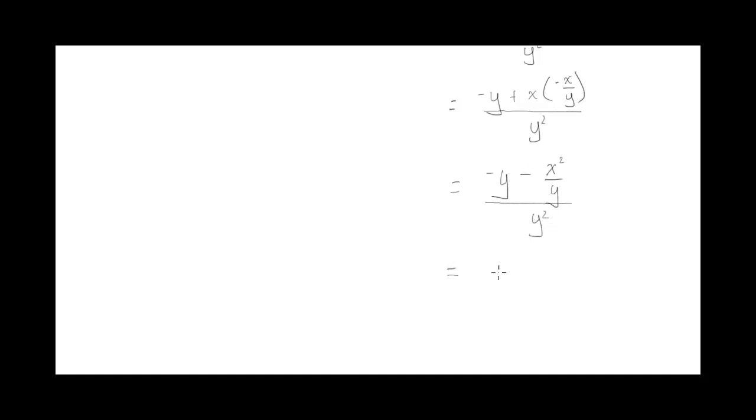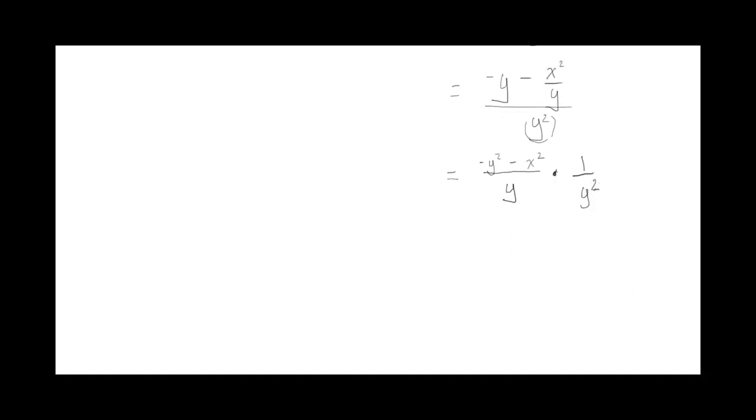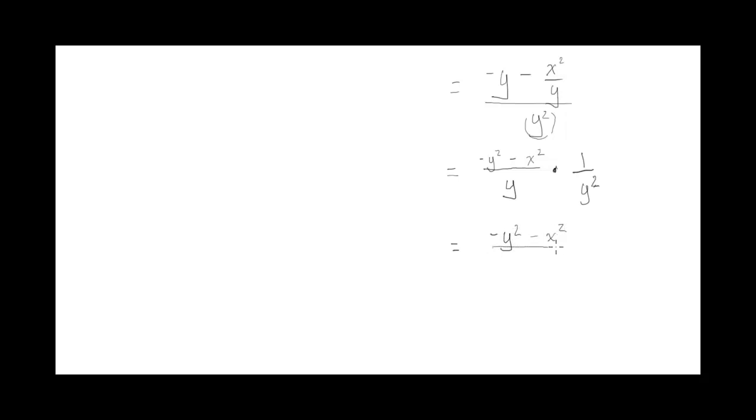If we get a common denominator on the numerator, we're going to have a common denominator of y. We'll have to multiply the y by y, so minus y squared minus x squared. And then that's all divided by y squared. Just to make my life easier, instead of dividing by y squared, I'm going to multiply by 1 over y squared. So now I don't have a fraction inside a fraction. I'm just multiplying by a second fraction. So if I multiply numerators, I'm going to have minus y squared minus x squared, and the denominator, I'm going to have y cubed.